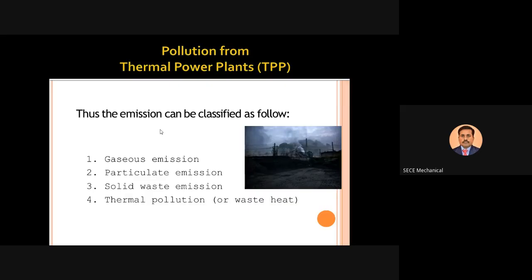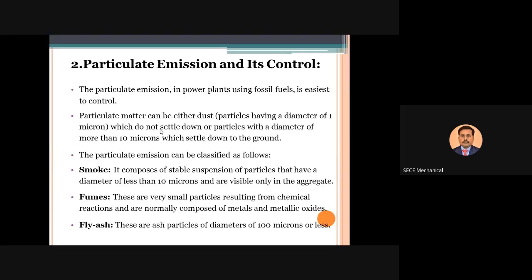And the second one is particulate emissions. What is in the particulates? I told you smoke, fume and fly ash are called particulates. So you should know the definitions. Smoke is nothing but particles less than 10 micron. This I already told, so you have to keep it in mind. And fume is very small particles resulting from chemical reactions, normally composed of metal and metal oxide. These all come from your combustion.